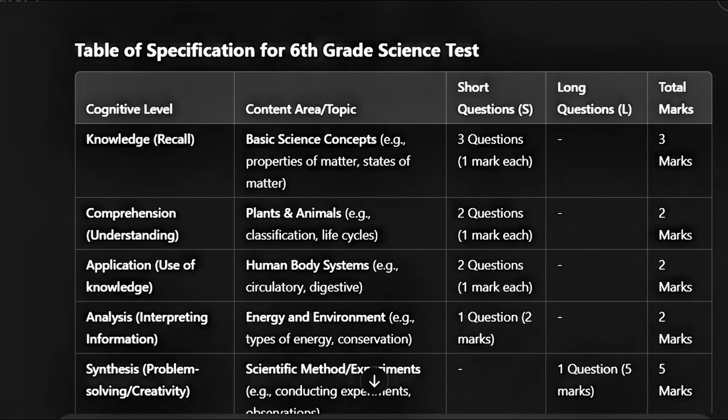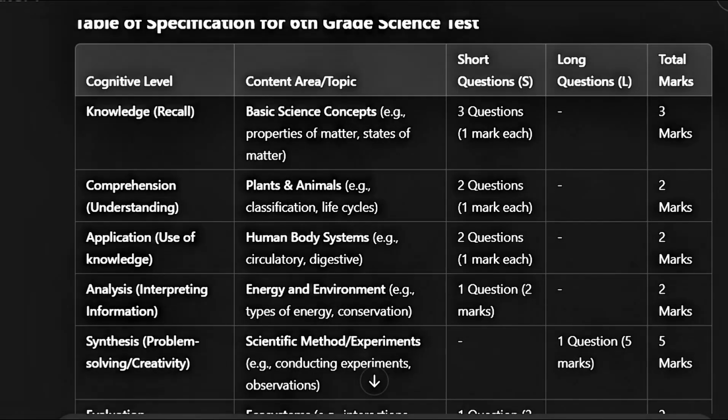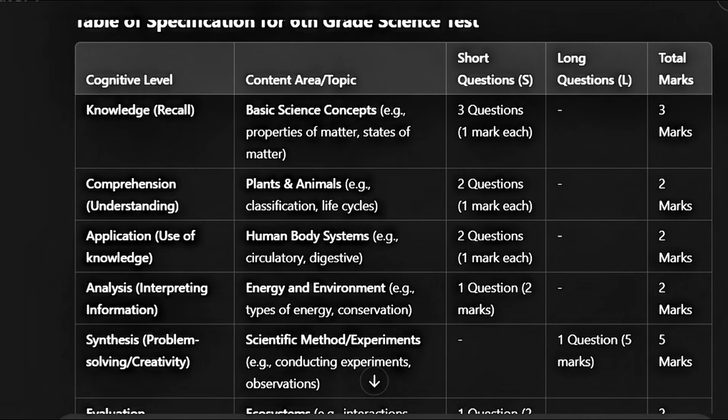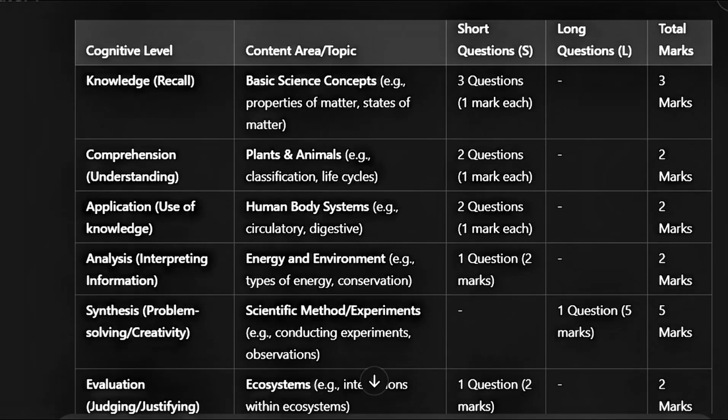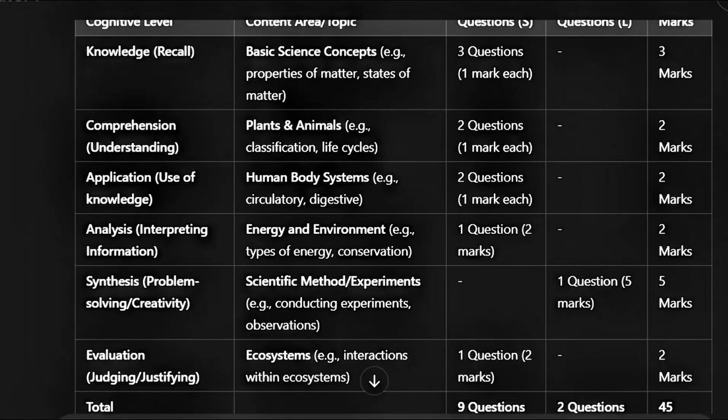3 marks. Comprehension, understanding: plants and animals, e.g. classification, life cycles. 2 questions, 2 marks. Application, use of knowledge: human body systems, e.g. circulatory, digestive. 2 questions, 1 mark each, 2 marks. Analysis, interpreting information: energy and environment, e.g. types of energy, conservation. 1 question, 2 marks. Synthesis, problem-solving, creativity: scientific method, experiments, e.g. conducting experiments, observations. 1 question, 5 marks.